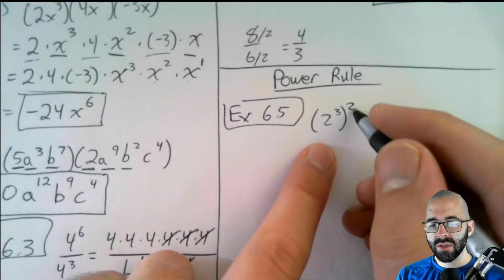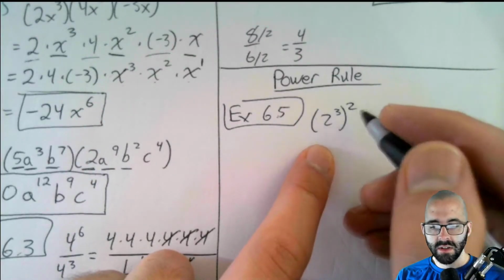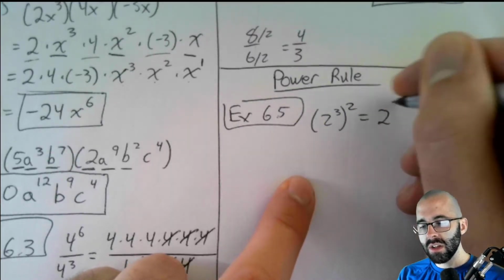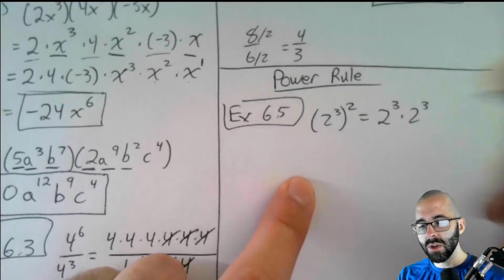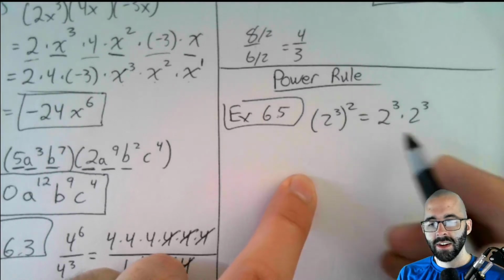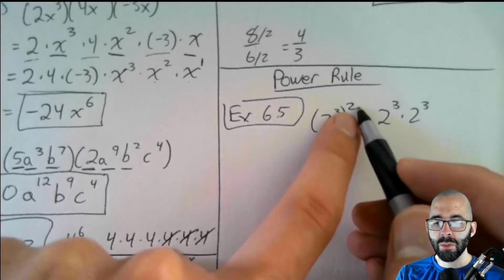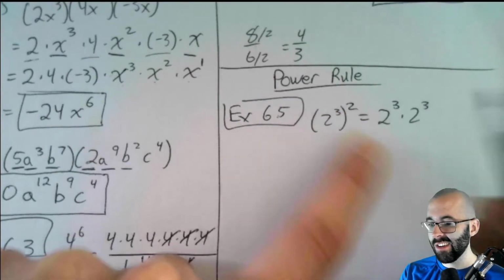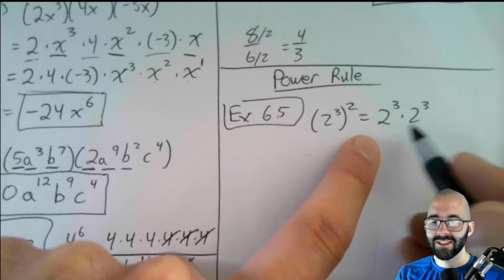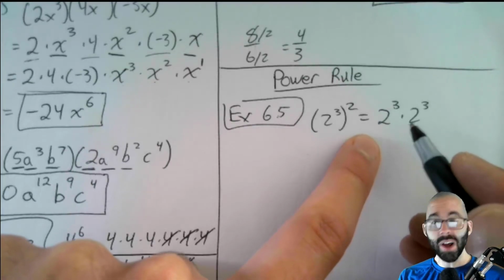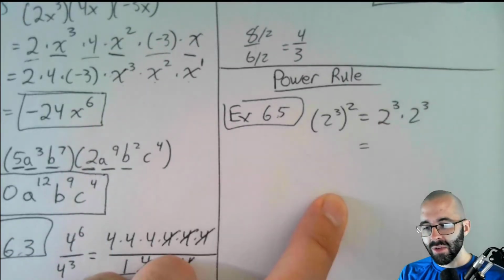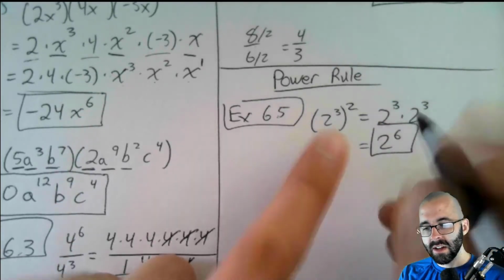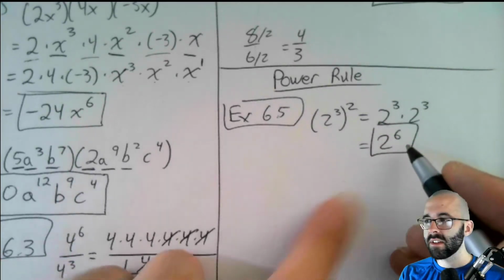Now remember what it means for something to be squared. That means multiplied by itself. So this really becomes 2 cubed times 2 cubed. As soon as we expand the power, now this is just the product rule, just like we did before. 3 plus 3 is 6. So this just becomes 2 to the 6th.